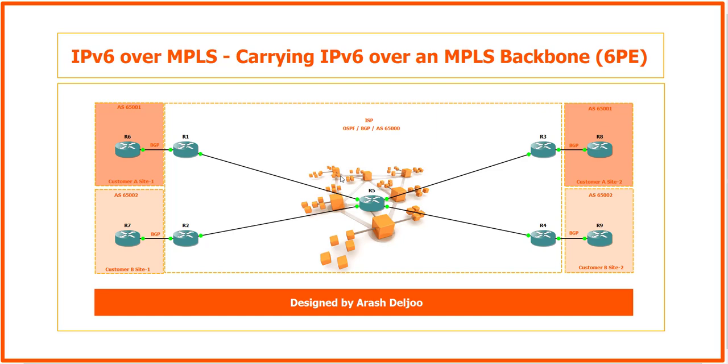IPv6 over MPLS. In this video, again, I'm going to talk about one of the other methods for carrying IPv6 over an MPLS backbone. The name of this method is 6PE. 6PE is the abbreviation of the IPv6 provider edge. IPv6 is equivalent to the 6, and then provider edge is PE.